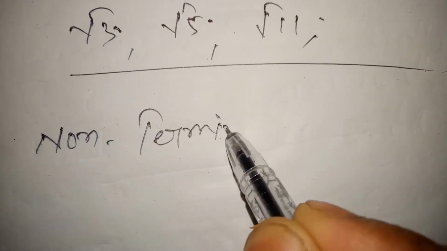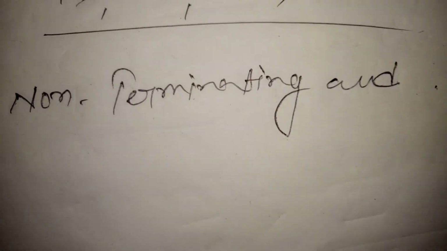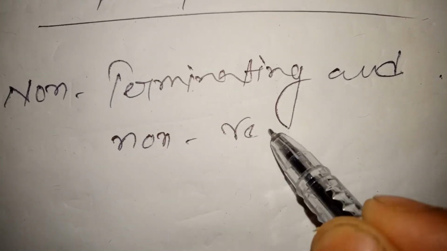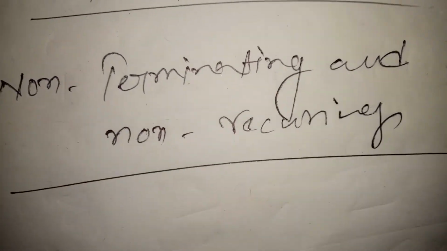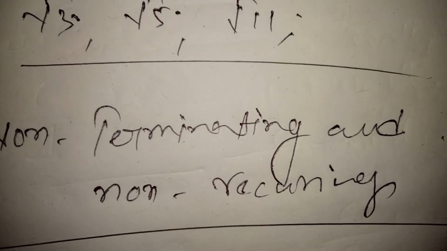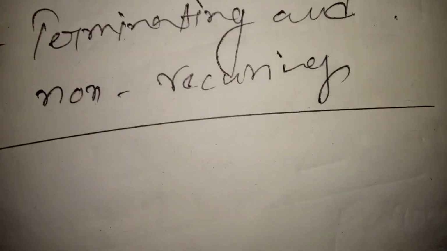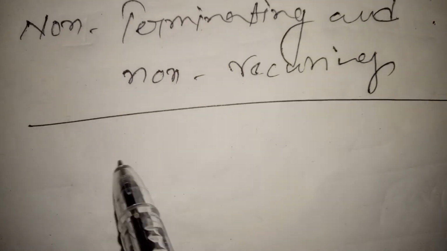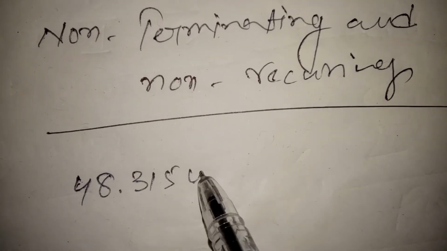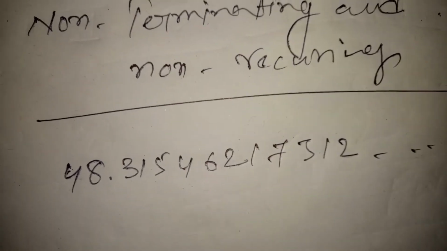non-terminating and non-recurring. Non-terminating and non-recurring means if the decimal expansion is non-terminating like the rational number, but it is non-recurring also, like this. Suppose you have divided a number by a number and you have got 48.31546217312, like this it is going on. The answer is going on like this.